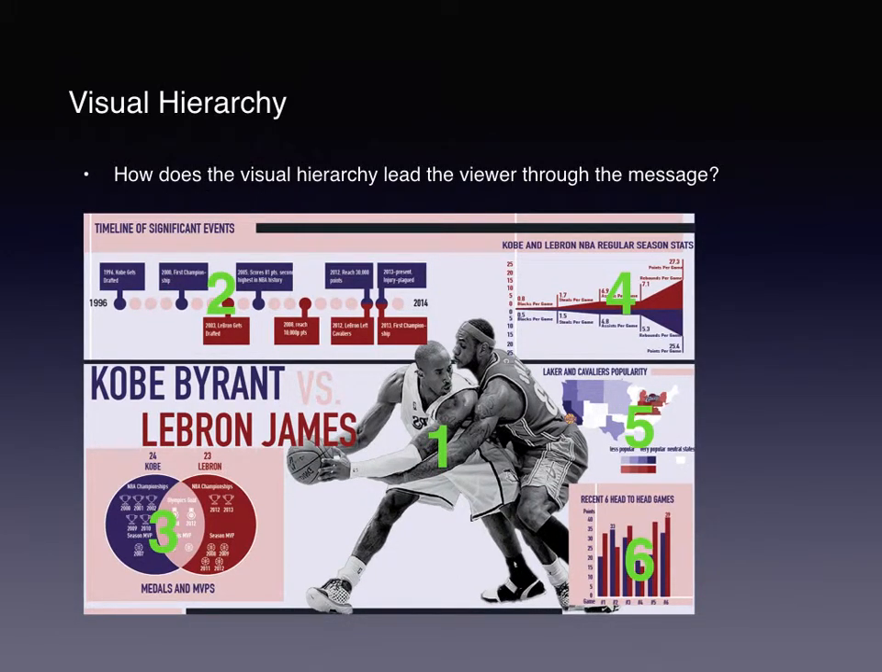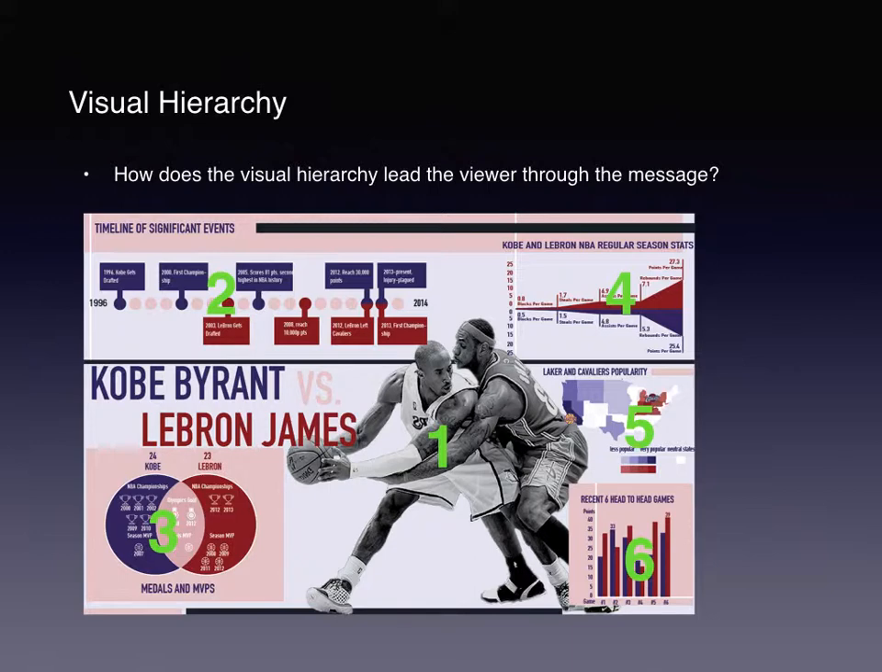How does the visual hierarchy lead the viewer through the message? I want the viewer to notice the giant picture of Kobe and LeBron, so the viewer can realize this infographic is about Kobe and LeBron. Then I want the viewer to pay attention to the players' timeline of significant events, which is in the left upper corner, because these events are milestones for Kobe and LeBron. They are kind of important.